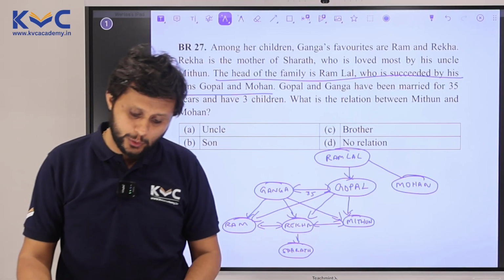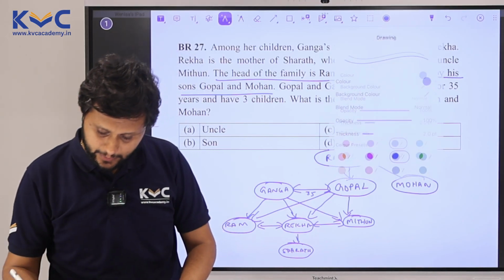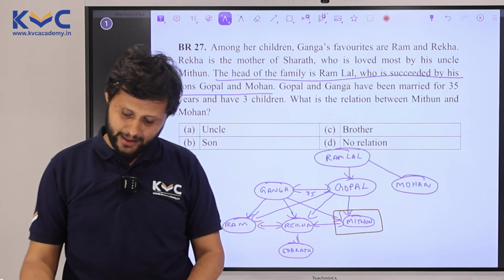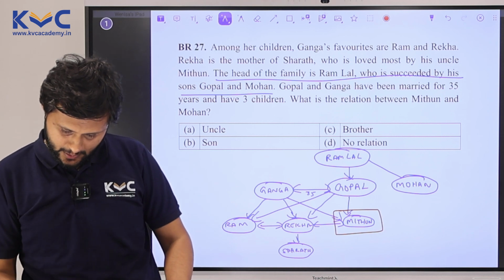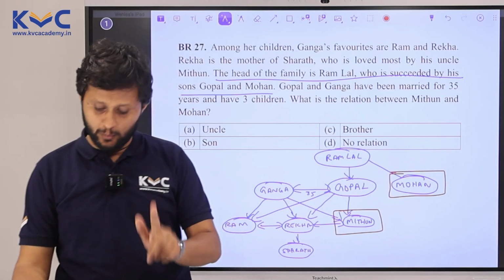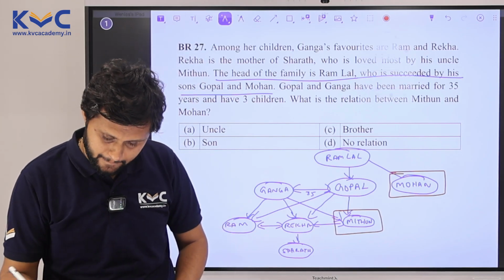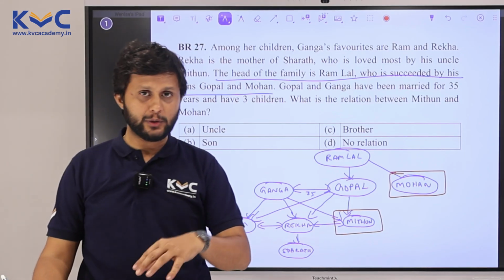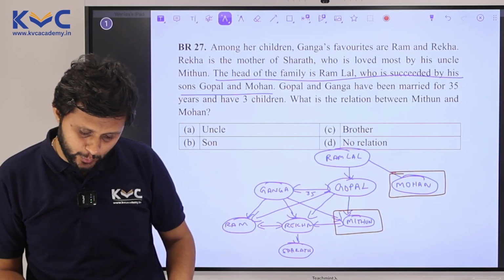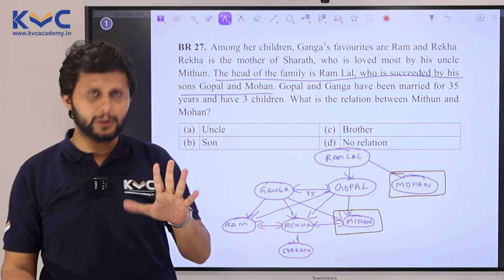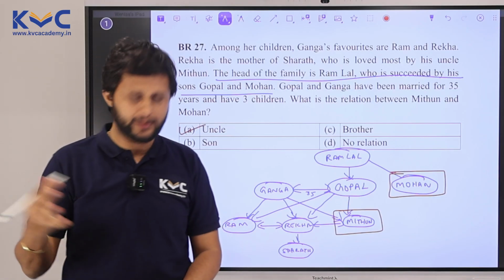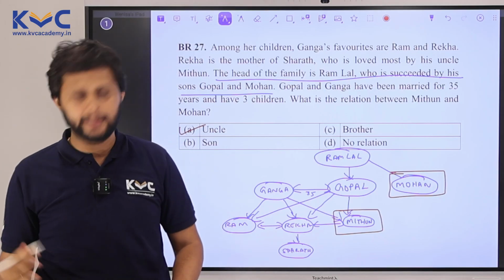What is the relation between Mithun and Mohan? Where is Mithun now? Mithun is here. And where is Mohan? Mohan is over here. So who is Mohan? Mohan is Gopal's brother. Fine. So we are talking about Mithun's father's brother, uncle. And we are seeing from whose point of view? They just ask for relation between Mithun and Mohan. Definitely we'll go for uncle. Definitely the nephew is not even there in the option, so we can talk about uncle only.